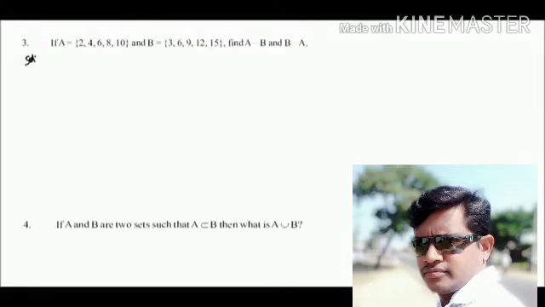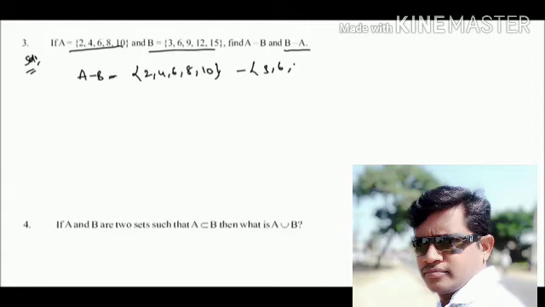Here is the third one's solution. If A is this set and B is this set, find A minus B and B minus A. First we find A minus B. A is {2, 4, 6, 8, 10}, and B is {3, 6, 9, 12, 15}. So we need to find A minus B here.